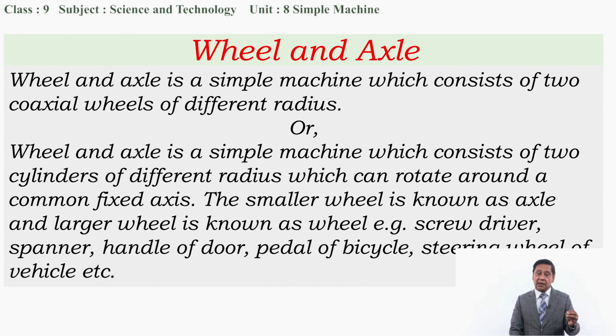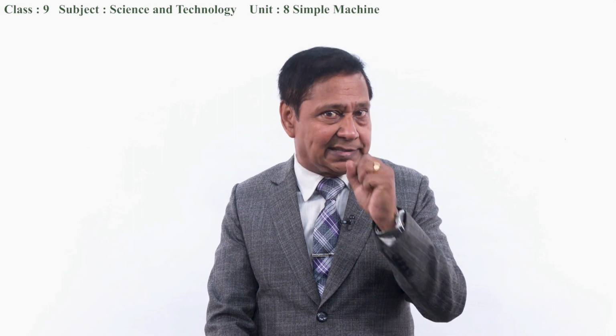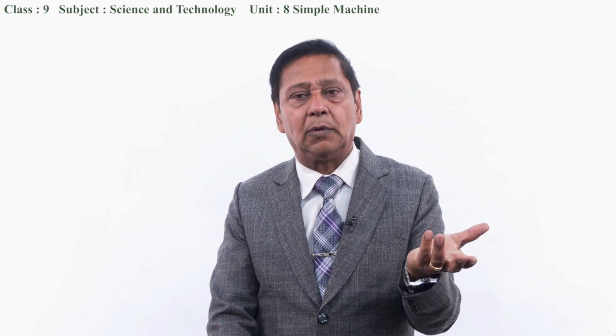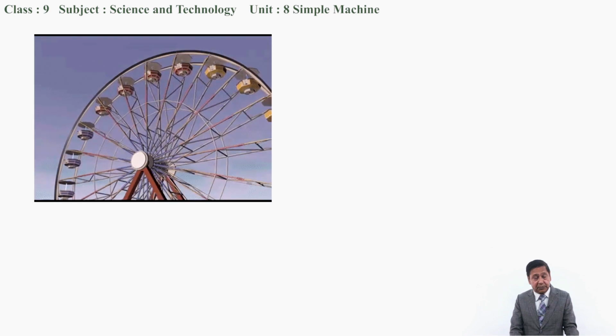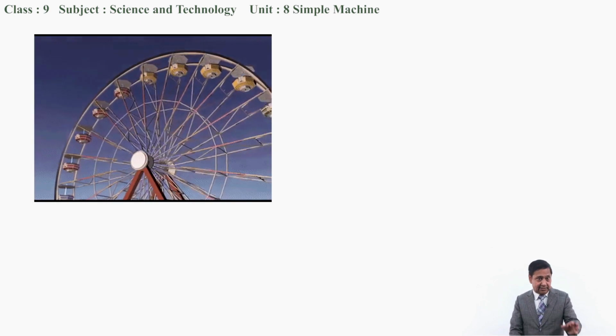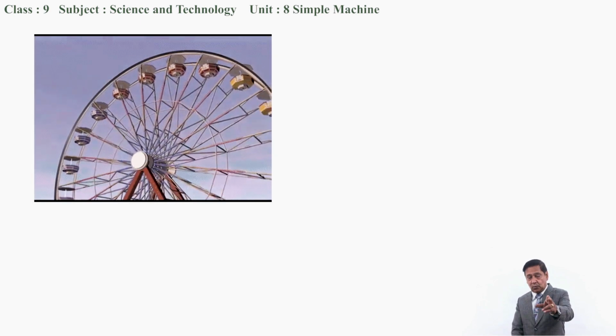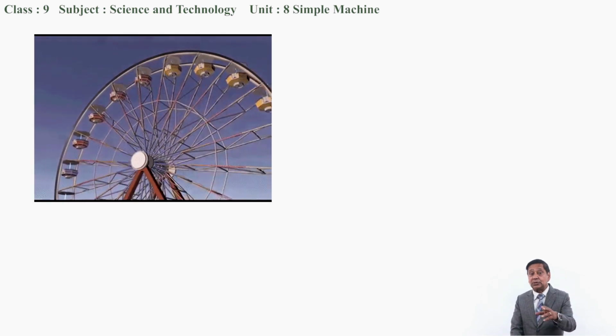For example, screwdriver, spanner, handle of door, pedal of bicycle, steering wheel of vehicle, etc. are wheel and axle. Okay, now let's go through their examples. We have a lot of wheel and axle. What are they? This giant wheel is one of the examples of wheel and axle. When it rotates, it appears like this. We sit in the seat of this giant wheel and it is rotated in this way.